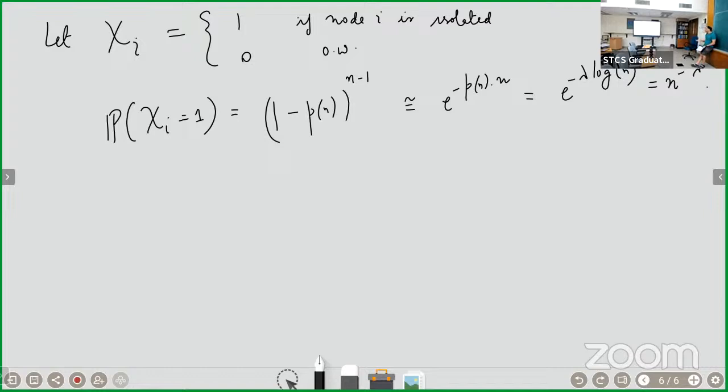Or you can first think of what is the expected number of nodes that are isolated. How much is that? That's just n times n to the power minus lambda. So now if lambda is less than 1, what is it telling you? That the expected number is in fact growing with n. Is that sufficient to conclude that the probability that there exists an isolated node goes to 1?